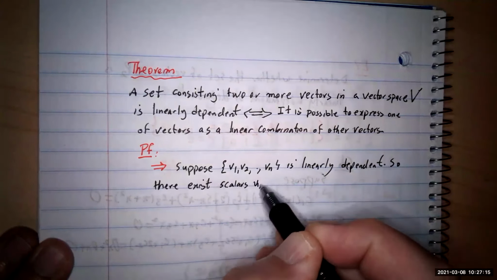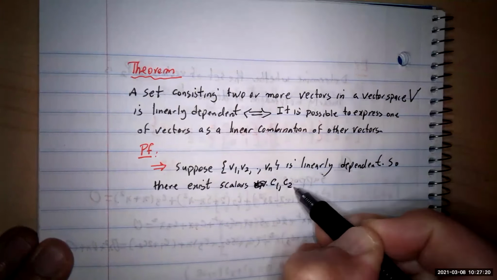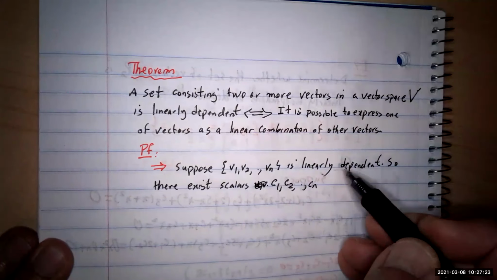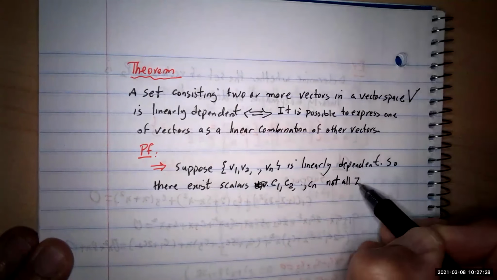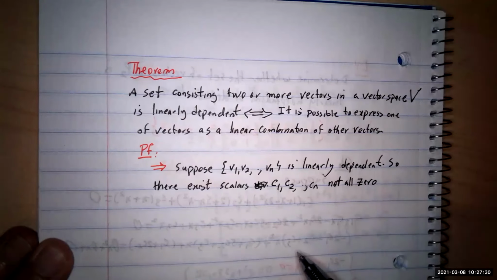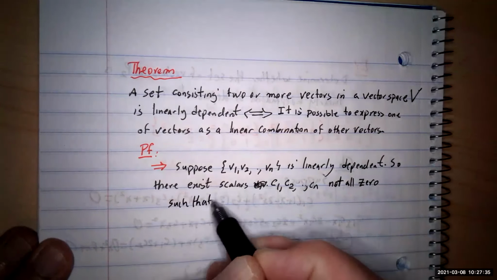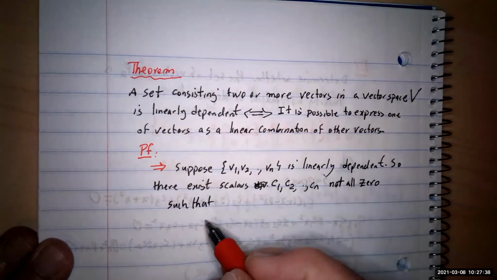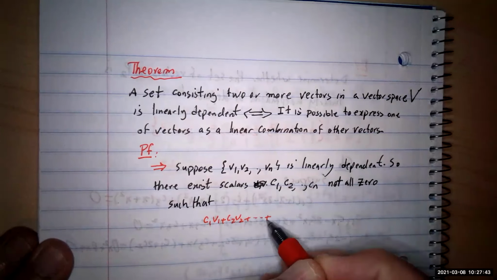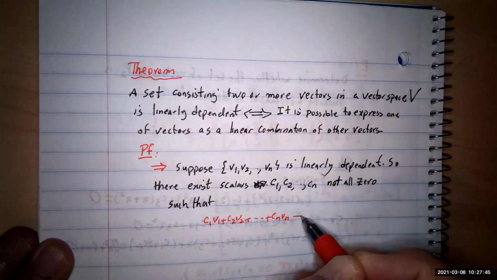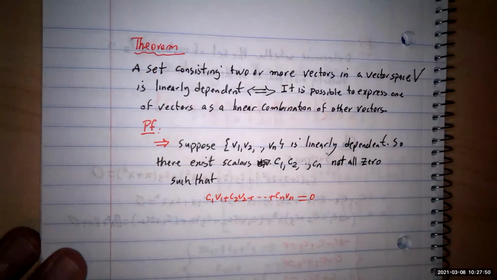Remember, linear dependence means there are scalars C1, C2, up to Cn, not all zero, at least one of them is not zero, such that C1 V1 plus C2 V2 up to Cn Vn is equal to zero. So we know that at least one of them is not zero.